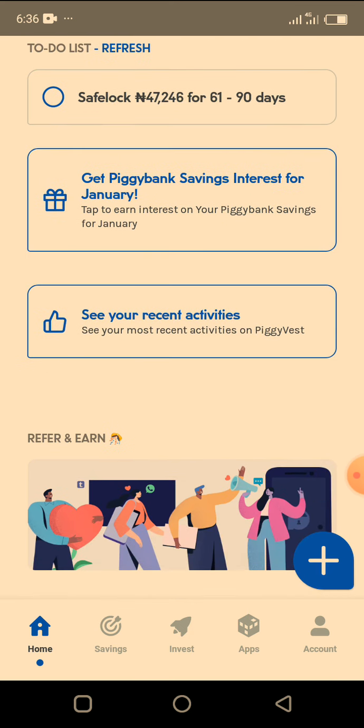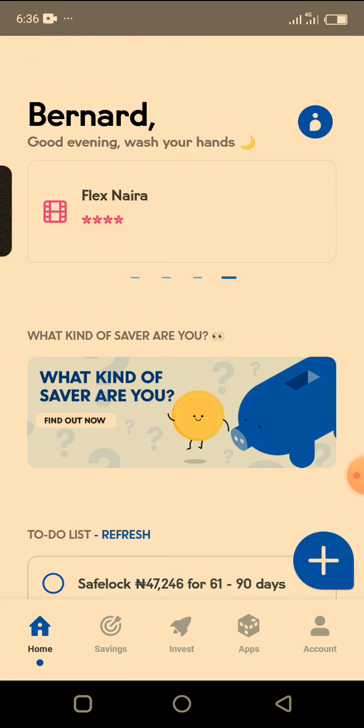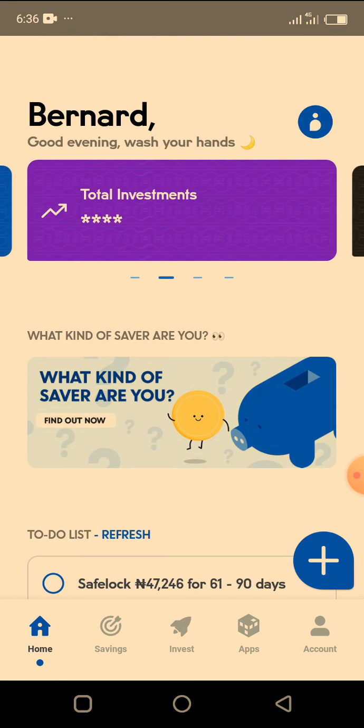Piggyvest has different places you can save. You can save in safe lock, which I've mentioned here. You can save in your flexi naira or flexi dollar. That's 4 places now. Or you can save in your piggy bank.